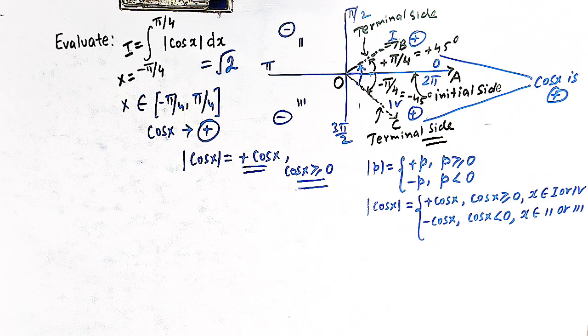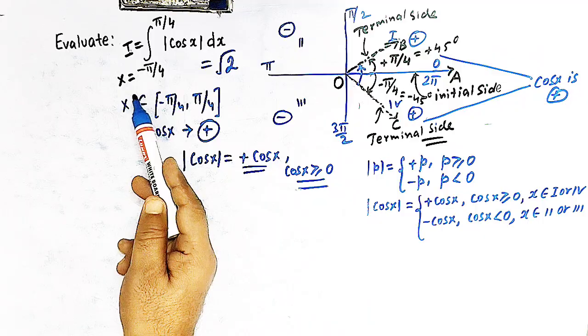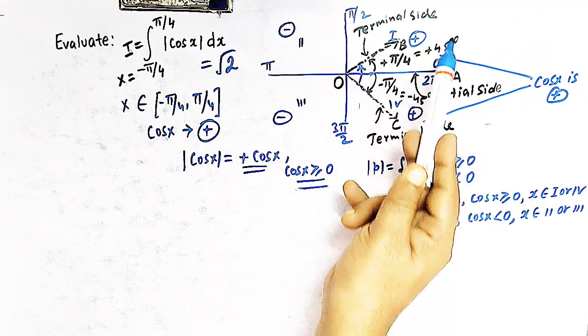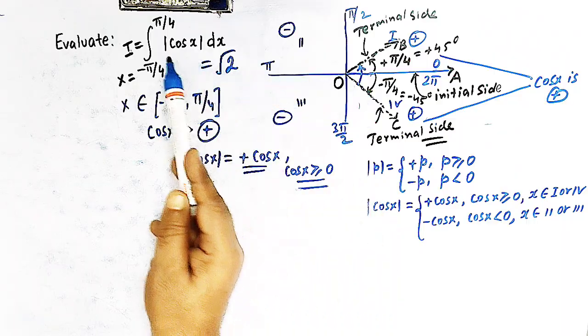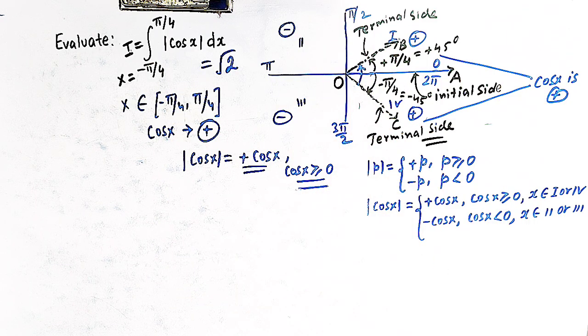So viewers, this is how we can easily evaluate this definite integral using these two concepts, that is the sign convention of the cosine function in the four quadrants and the definition of the mod function.